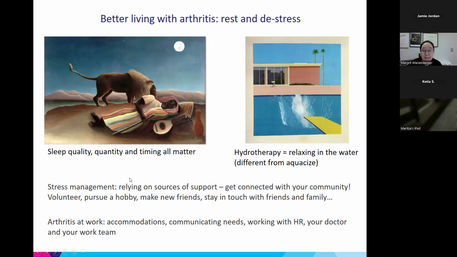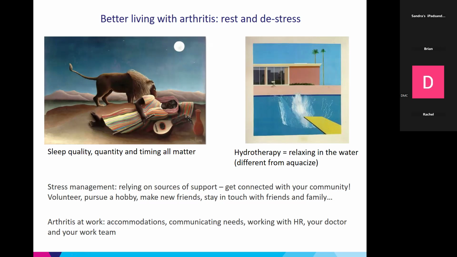And in terms of stress management, I want to emphasize all the positive things that we can get from our community. We can get a lot of support. The social connections are super important. Some ways to enhance those connections is to maybe get involved with a new activity, volunteering, a new hobby, and then staying in touch with old friends and family as well.